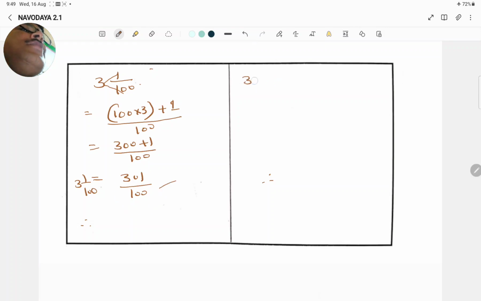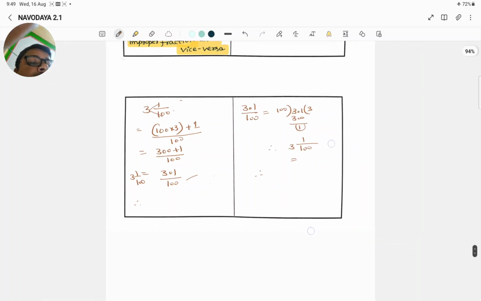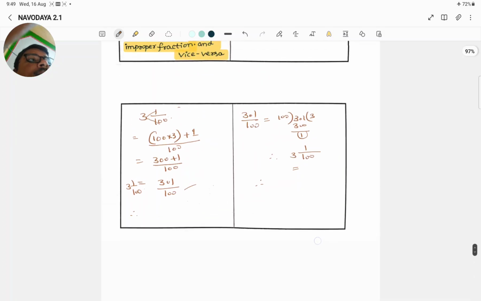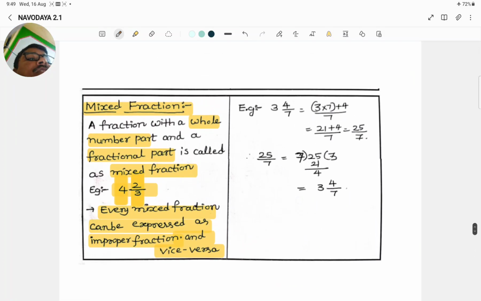Next, 301/100: 301 is the dividend, 100 is the divisor, 100 threes are 300, now 1 is the remainder. Therefore quotient 3, remainder 1, divisor 100. This is 3 1/100, the mixed fraction. Okay? This is the conversion of mixed to improper, improper to mixed. Okay, in the next video one more question is there.